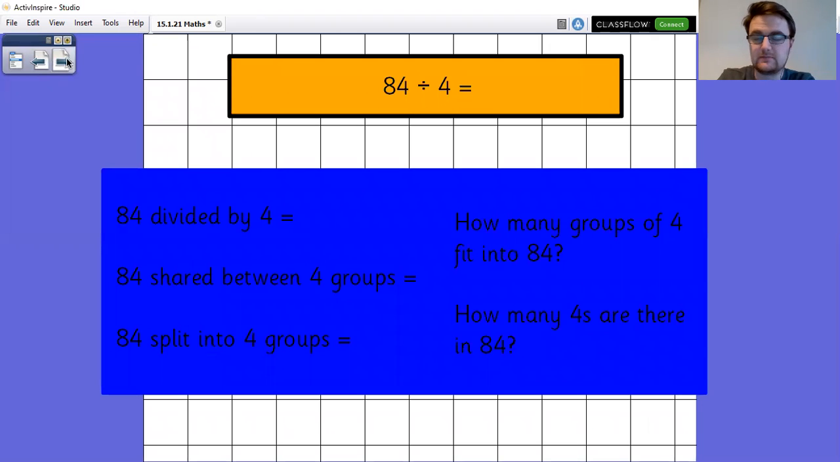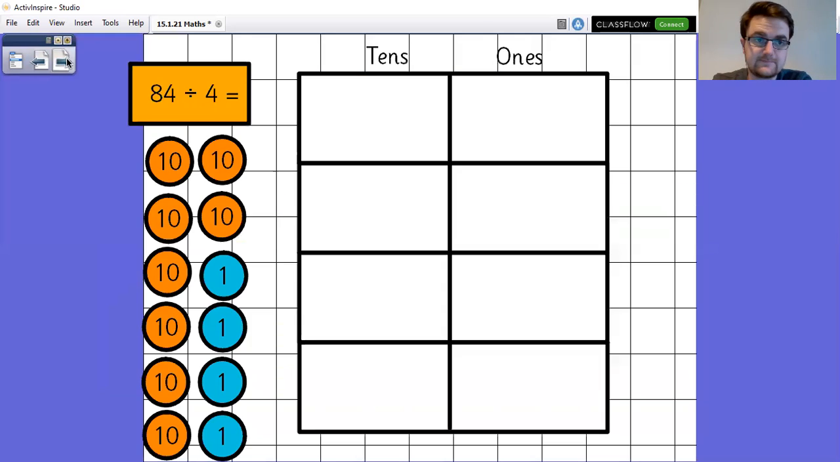So our first example is going to be 84 divided by 4. And there's lots of different ways that you might hear that. 84 divided by 4, 84 shared between 4 groups, 84 split into 4 groups, how many groups of 4 fit into 84, or how many 4s are there in 84. All of those are examples of where we have to divide.